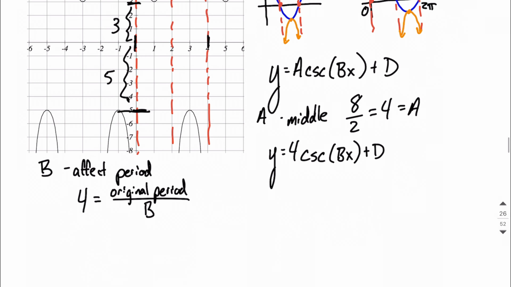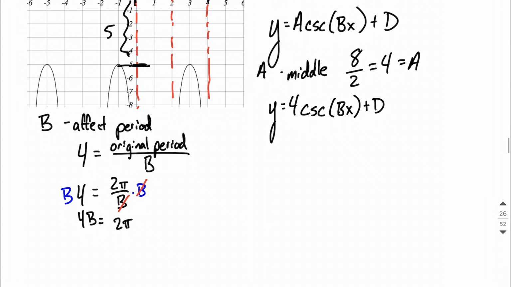So in our case, the original period for cosecant is going to be 2 pi, and then we divide that by B. Well, now we have an equation because that has to equal 4, the period of this graph. We should be able to solve for B. So to do so, I'm going to go ahead and multiply both sides by B. Can't really solve for it while it's in the denominator. That'll leave us 2 pi on the right-hand side, 4b on the left-hand side as I've written it.